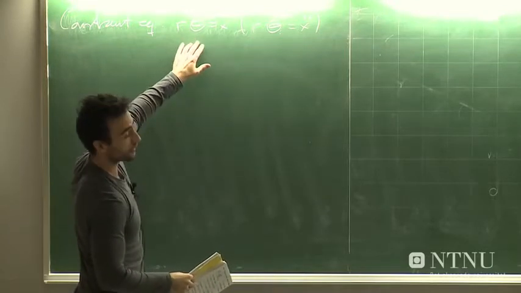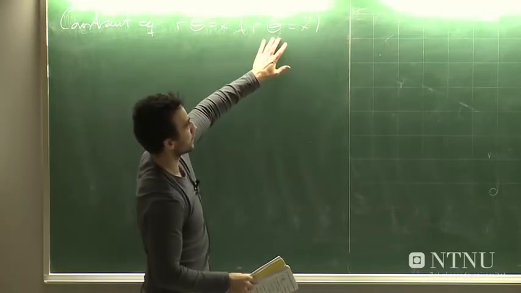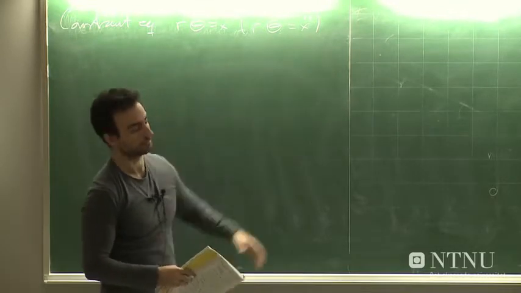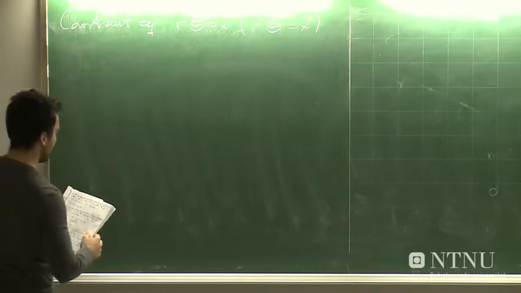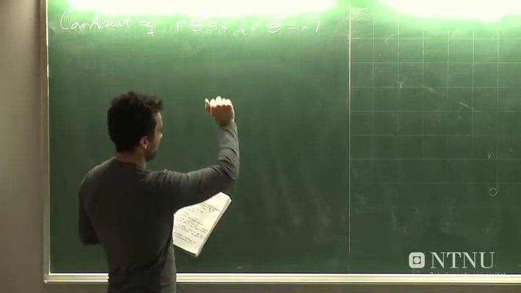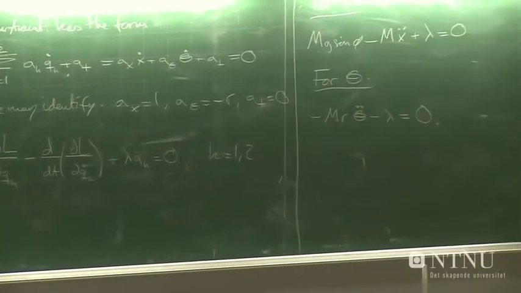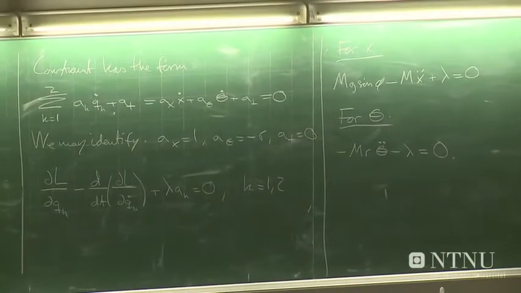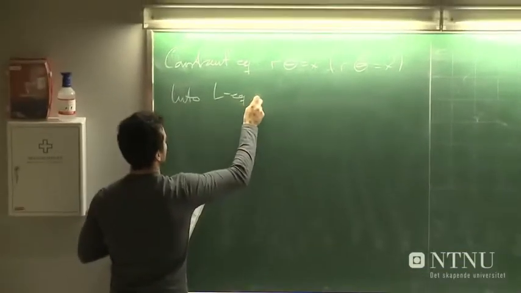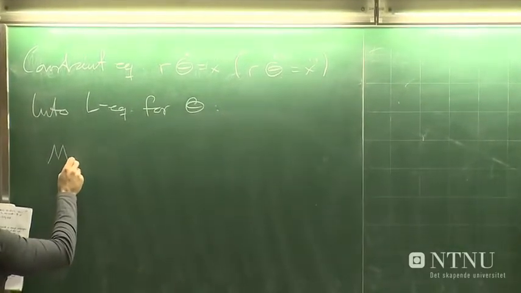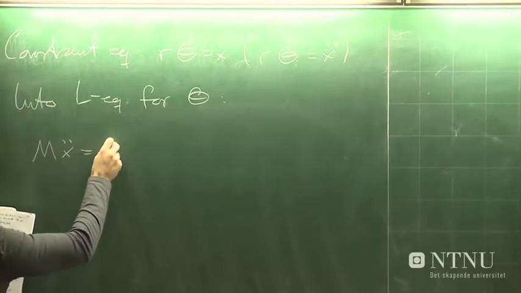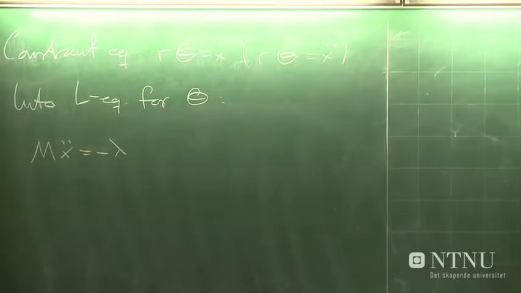Which, if I differentiate this with respect to time, I get the double derivative of theta is equal to the double derivative of x, and r as a constant of proportionality. And that I should be able to put into the Lagrange equation for theta, to eliminate the double time derivative of theta. Which gives me this.